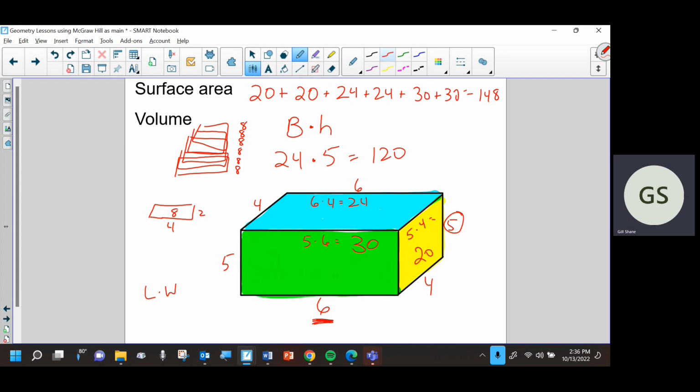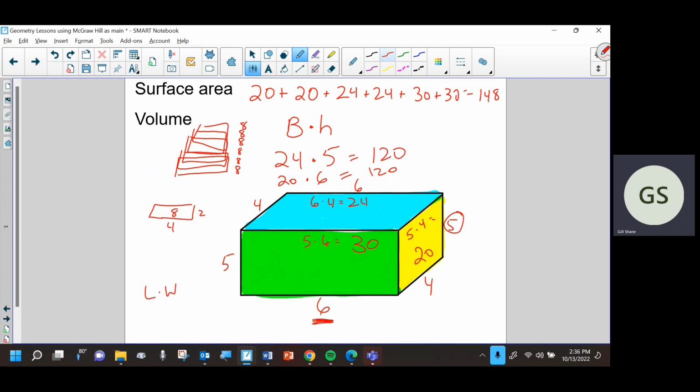Well, you'll notice if I take that same formula and use a base of 20 times a height of 6 this time, because now I'd be standing this figure straight up and down, I still get the same answer. I still get 120.